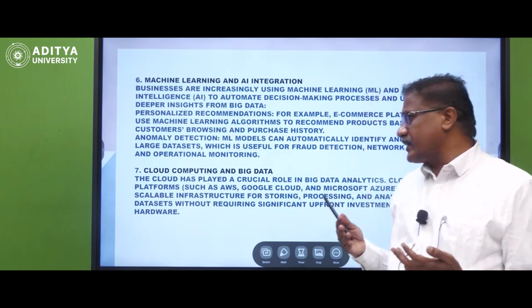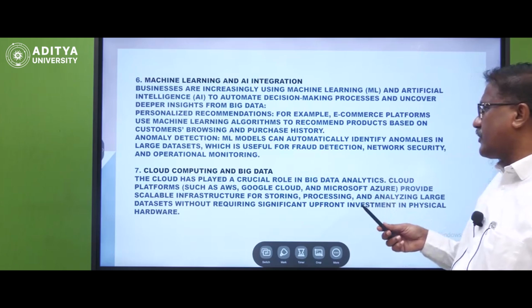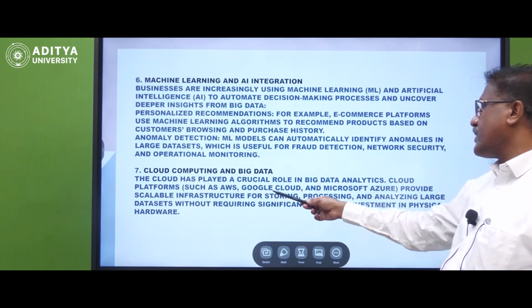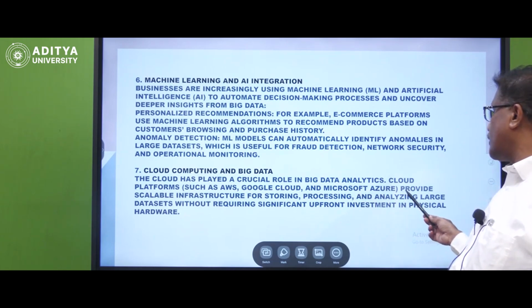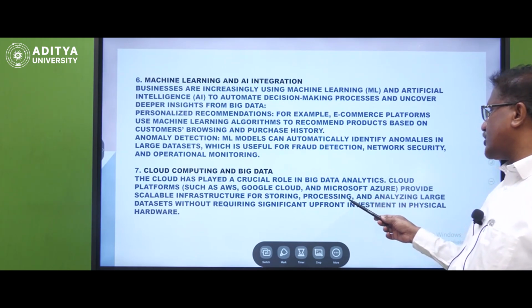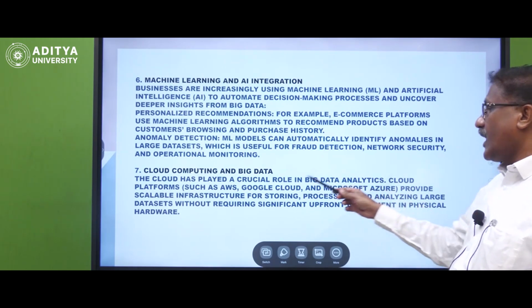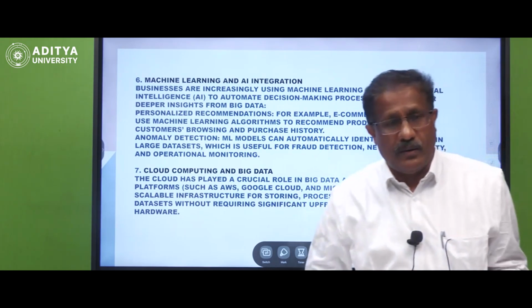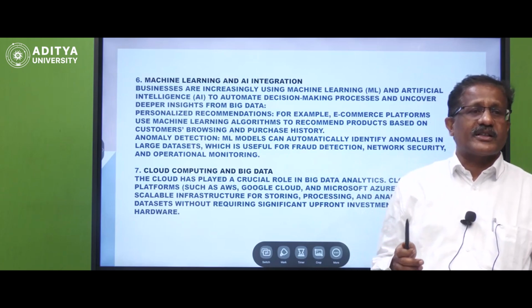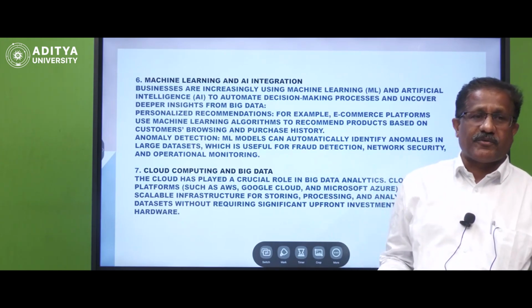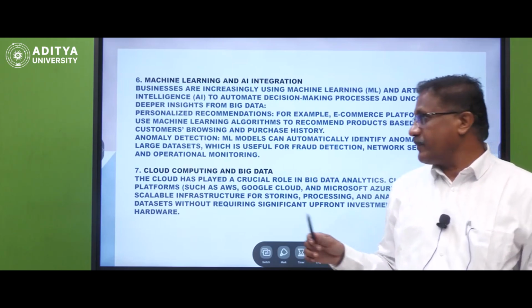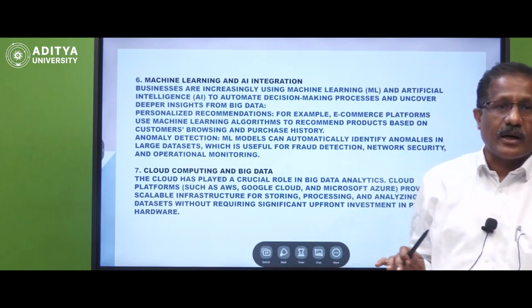It is unstructured data that can be handled with the help of, for example, cloud platforms such as AWS, Google Cloud, and Microsoft Azure, which provide the infrastructure for storing, processing, and analyzing large data sets without requiring significant investment. You need not invest a huge amount of money from the technological or environmental point of view. With the help of cloud computing, big data analytics can be done without any further complications.